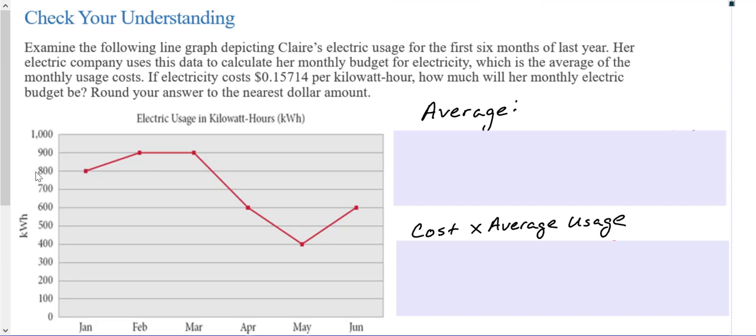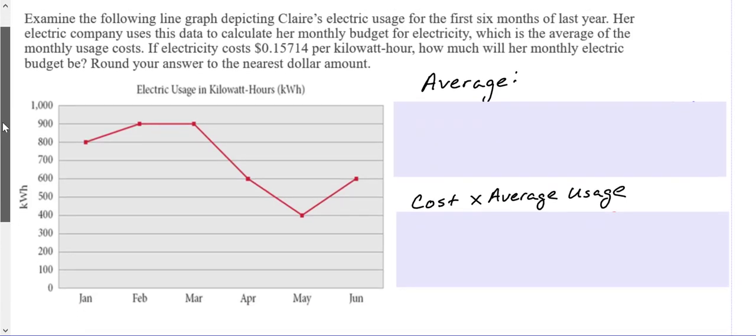So let's examine this line graph. It's the electric usage in kilowatt hours. And this is Claire's usage for the first 6 months of last year. So on the bottom of the graph, it is done by monthly amounts. Her company uses this data to calculate her monthly budget for electricity. And what they do is they find the average of monthly costs. Now, if the electricity costs 0.15714 per kilowatt hour, how much is her monthly electric budget going to be? And we are supposed to round our answer to the nearest dollar.